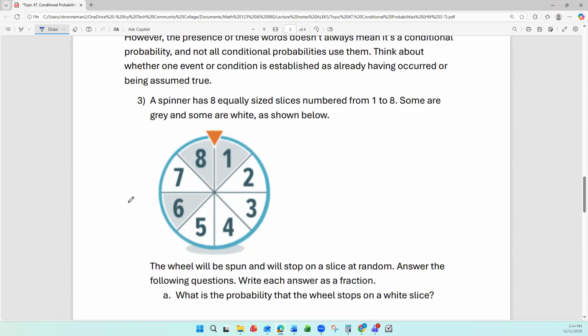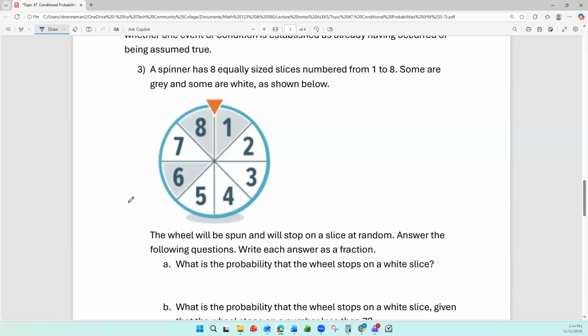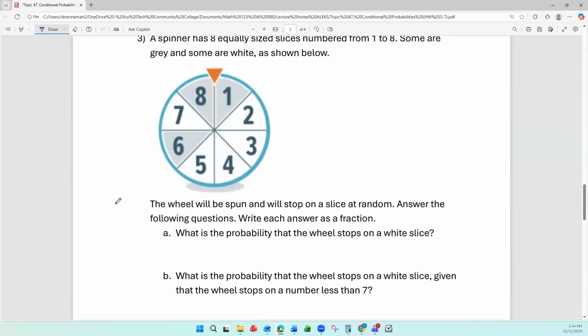So number 3, we have a wheel spinner, numbers 1 through 8. Some are gray and some are white. So probability that the wheel stops on a white slice, that is 5 of the 8 slices, 5/8 probability.